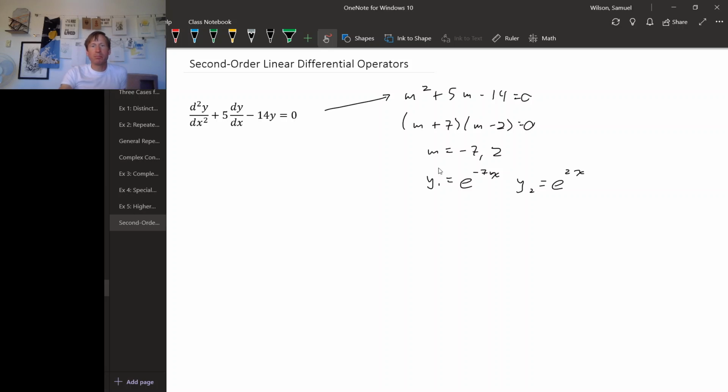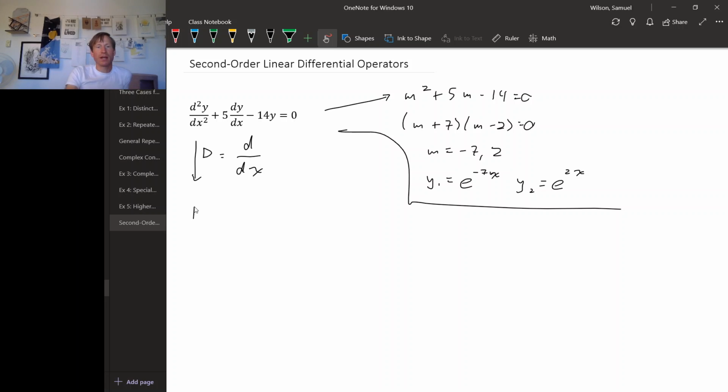Okay, so that's fine. But there's another interesting way to look at this, which is, we have this linear differential operator notation where capital D sort of stands for the operator d dx. And if we use that notation to rewrite this differential equation, we get capital D squared y plus 5 capital D y minus 14y equals 0.